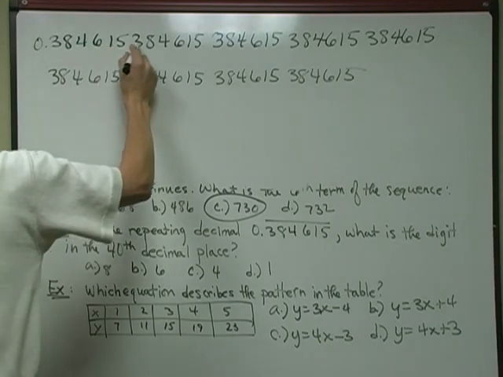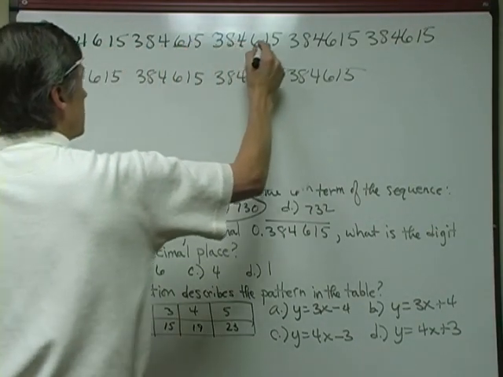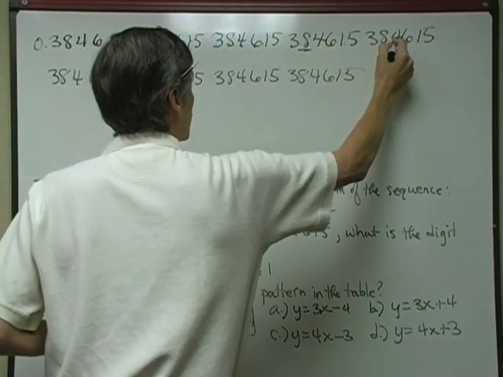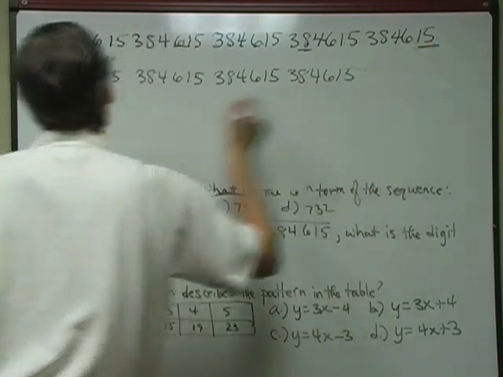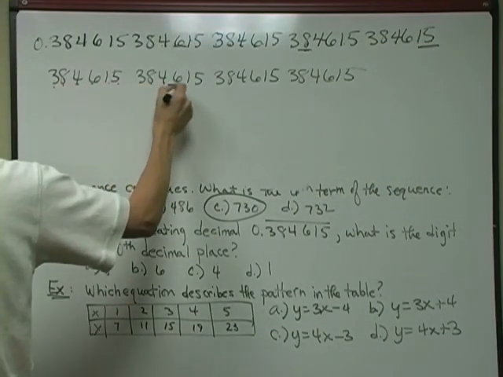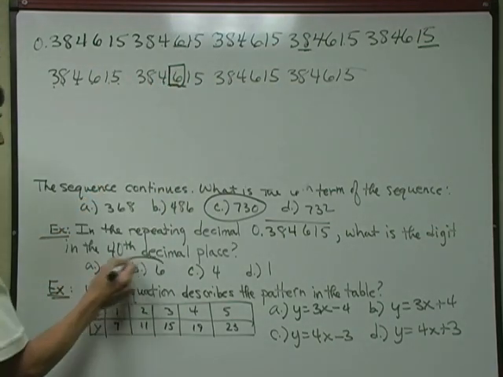1, 2, 3, 4, 5, 6, 7, 8, 9, 10, 11, 12, 13, 14, 15, 16, 17, 18, 19, 20, 21, 22, 23, 24, 25, 26, 27, 28, 29, 30, 31, 32, 33, 34, 35, 36, 37, 38, 39, 40. There it is. I actually took it out further than I needed to, and my answer is B.